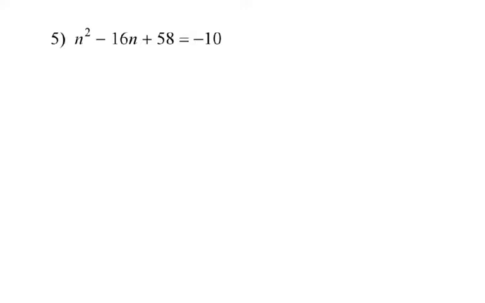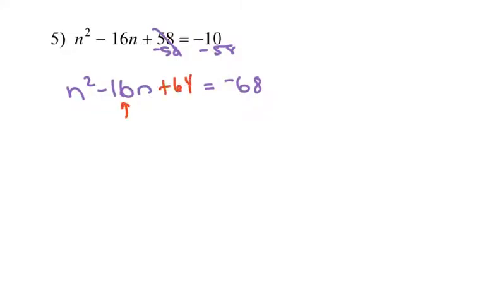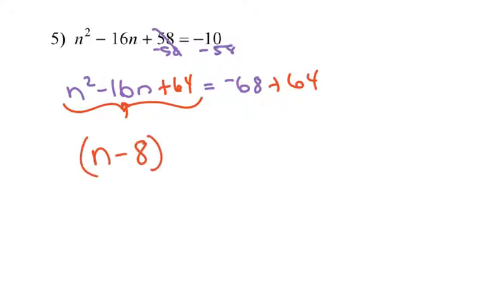I'm going to do the same thing. I'm going to get the 58 off of that side, just move it away. I'm going to be left with n squared minus 16n. I'm going to leave some space because I have to complete my square. Negative 10 and negative 58 is negative 68. I'm going to take half of 16, which is 8, and square it, 64. So then I'm going to add the same thing to the other side. So now my perfect square trinomial is n minus half of 16 was 8, or the square root of 64 is 8.